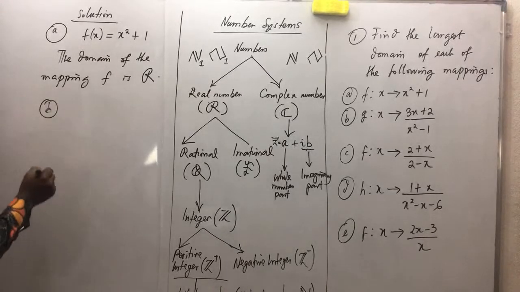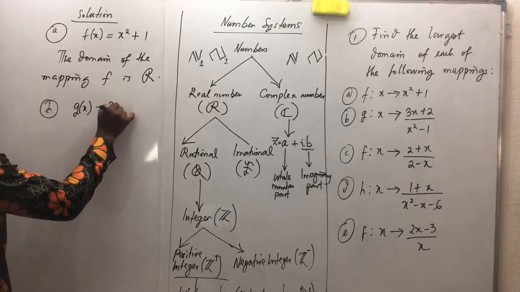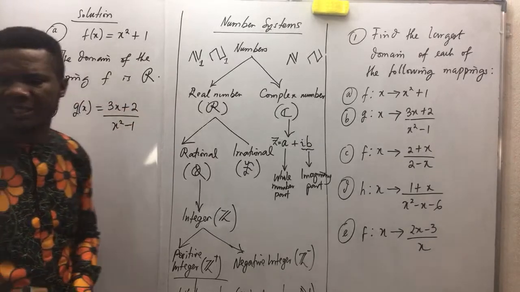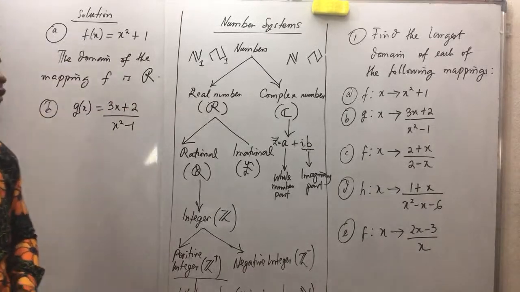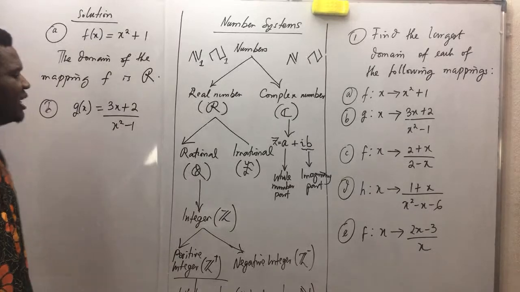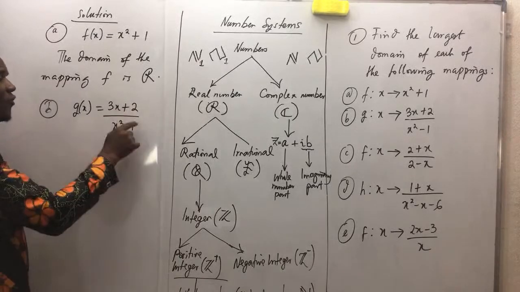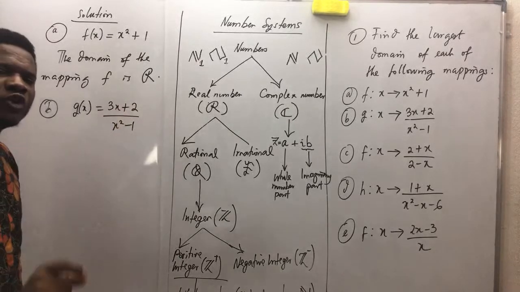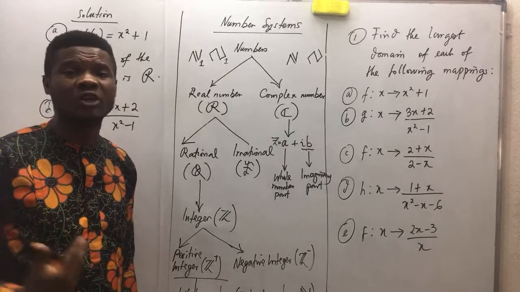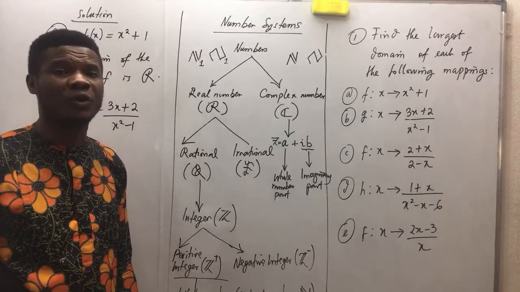In question number 1B, the function given to us is g of x equals 3x plus 2 all over x squared minus 1. The question is, guys, what is the domain of a rational function? This function is a quotient of two polynomials, 3x plus 2 over x squared minus 1. A ratio of two polynomials will give you a rational function, provided the denominator is not equal to 0. Because when the denominator is equal to 0, that function will be undefined.